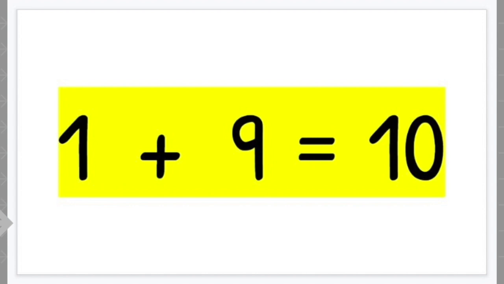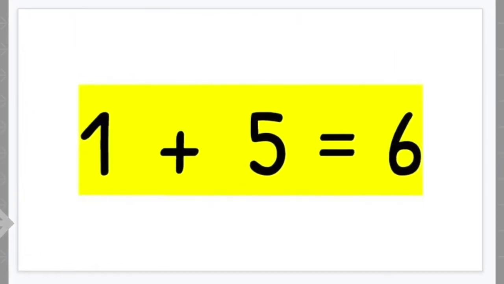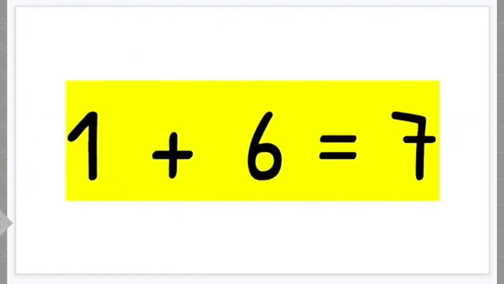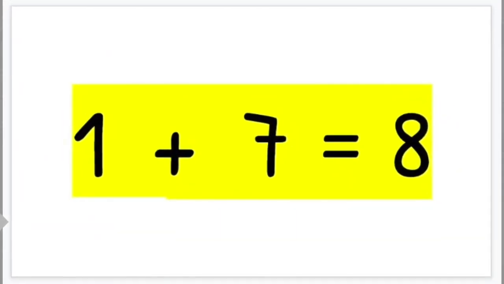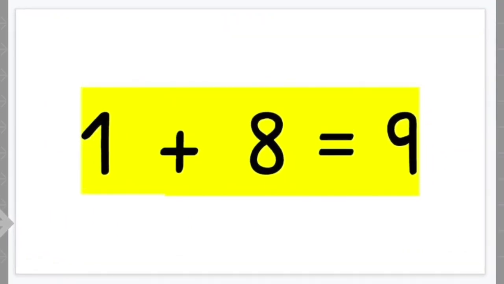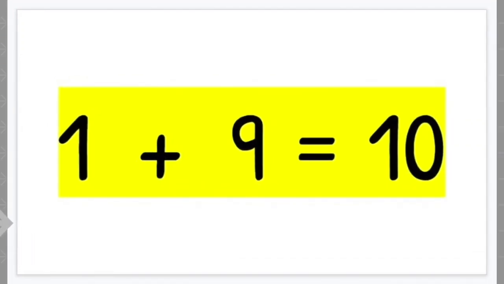Now friends, if we go back, we can also say these addition number sentences like this. 1 plus 5 equals 6. 1 plus 6 equals 7. 1 plus 7 equals 8. 1 plus 8 equals 9. 1 plus 9 equals 10.